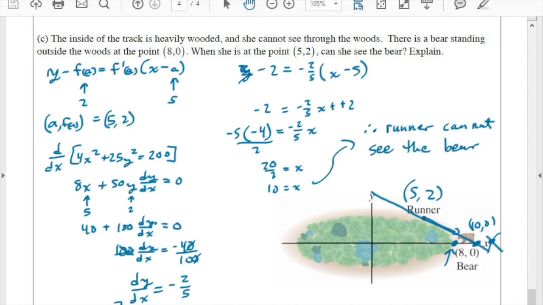I think that you could write your explanation really simply like this, because it's kind of assumed with all the things that I wrote. You can see that since the x-intercept is 10, therefore the runner cannot see the bear. This is the evidence. We don't have to say that you can't see through the woods, because that's already stated up here. And we don't have to say that the point (10, 0) is beyond (8, 0), because that's a given. Everybody knows that. So that would be the end of your problem.